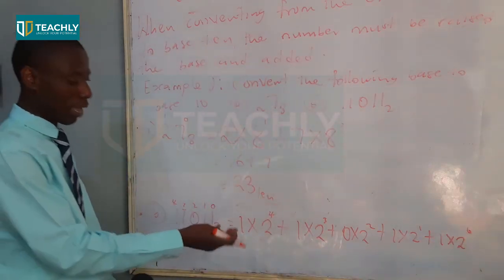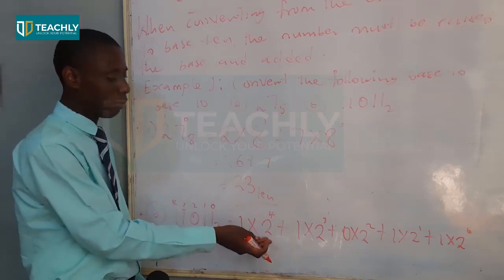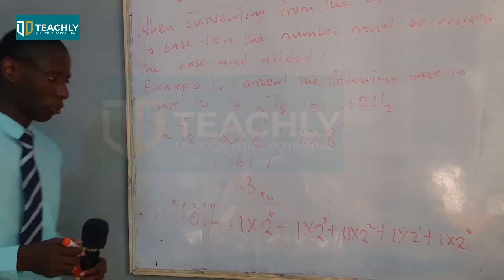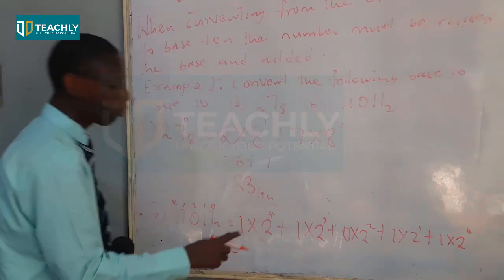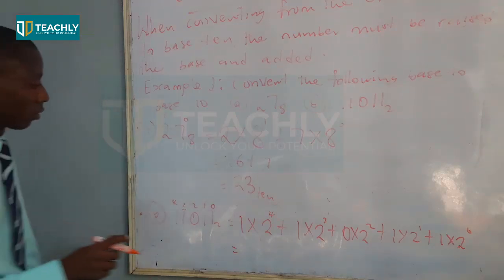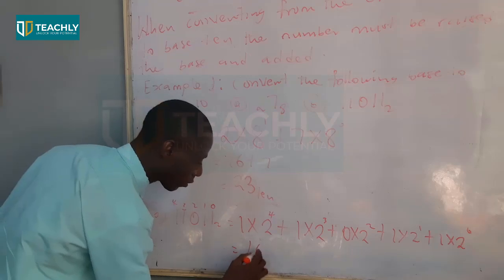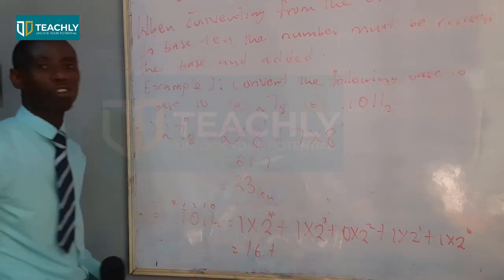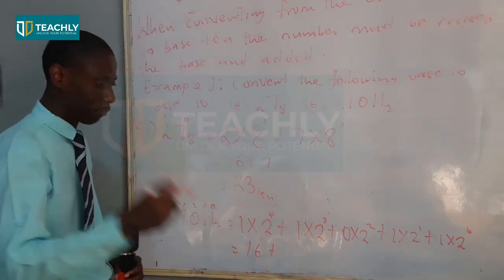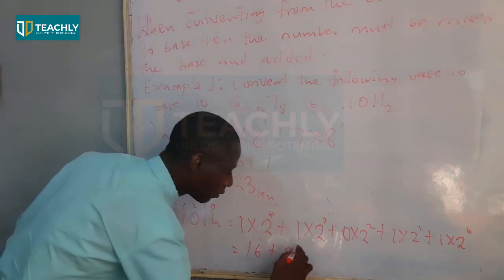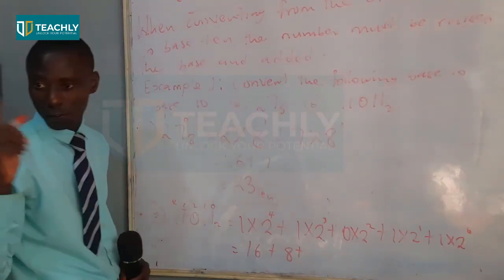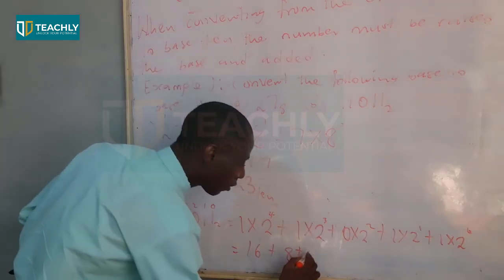So we are multiplying each number by the base raised to the power of each digit's position. The next thing, 2 to the power 4 means 2 times 2 times 2 times 2, so we multiply 2 four times, that is 16. 1 times 16 gives us 16. 2 to the power 3, that is 2 times 2 times 2, that is 8. 8 times 1 gives us 8. The next digit here is 2 squared. What is 2 squared? It's 4. 4 times 0 will give us 0.